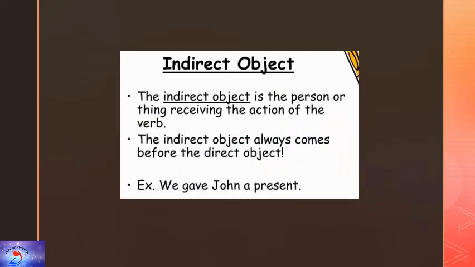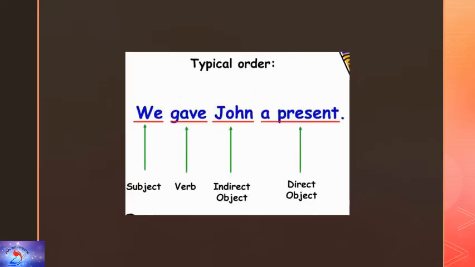What is indirect object? The indirect object is the person or thing receiving the action of the verb. The indirect object always comes before the direct object. For example, we gave John a present. So here, we is the subject, gave is the verb, John is the indirect object who receives the action, and a present is the direct object.